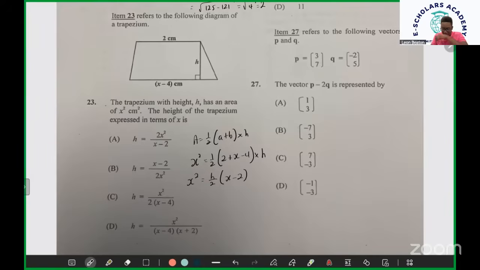So you want it in terms of h. We got to take over this here. This is multiplying, so take it over, divide. So we'll have x squared all divided by x minus 2 is equal to h over 2. And then we take over this 2, it will then multiply. So we'll have 2 multiplied by x squared over x minus 2 is equal to h. So 2 times x squared will simply be 2x squared. So which one has that answer?